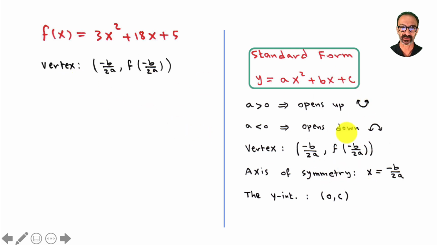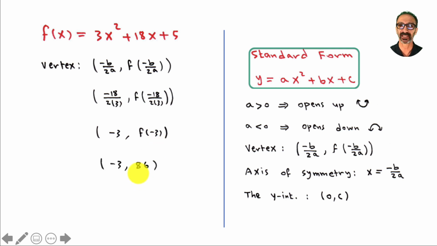First of all, the vertex. We know how to find the vertex. We take minus b over twice a, and the output of that. This simplifies to negative 3. You could divide between 18 and 2, that's a 9. So it's negative 9 over 3, which is negative 3. Go ahead and plug in negative 3 here, and plug in negative 3 here, and you should end up with 86. That would be the vertex.